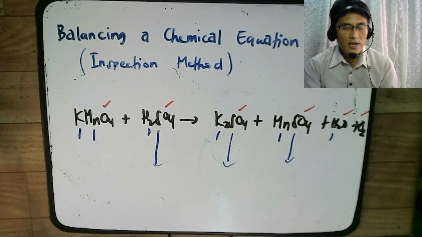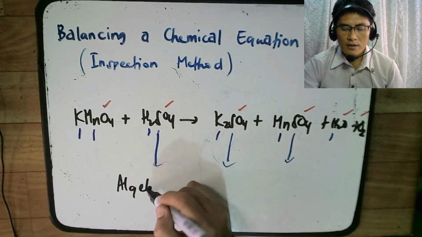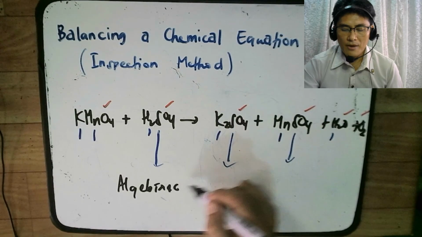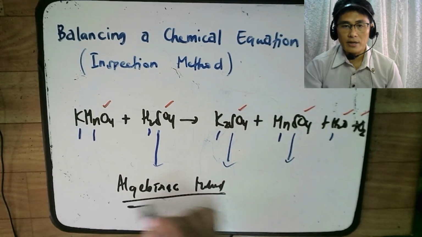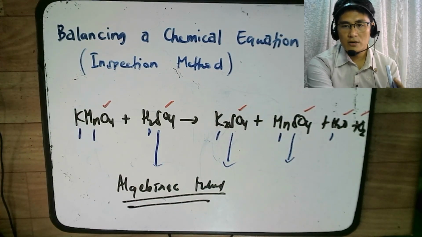And for that, we have the second method of balancing the equation, which is what we call the algebraic method of balancing a chemical equation. And that algebraic method will be the topic of the next video after this.